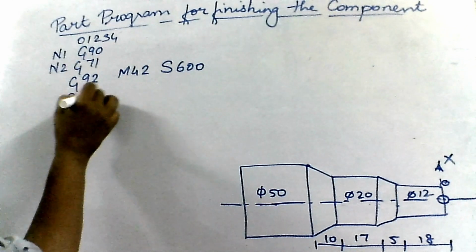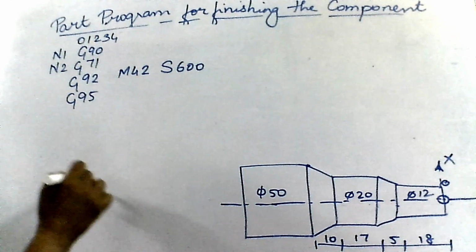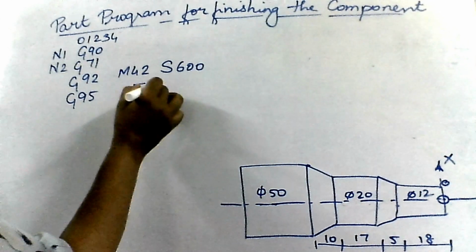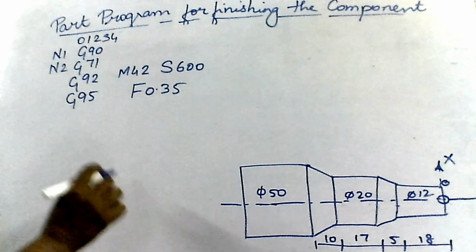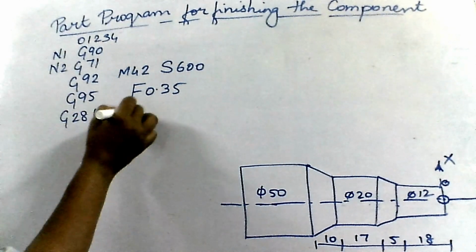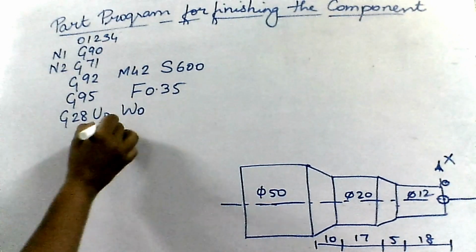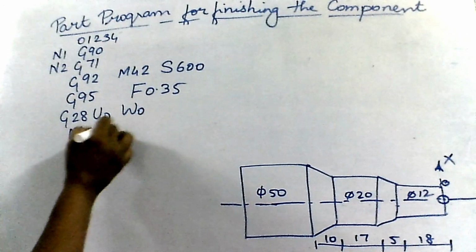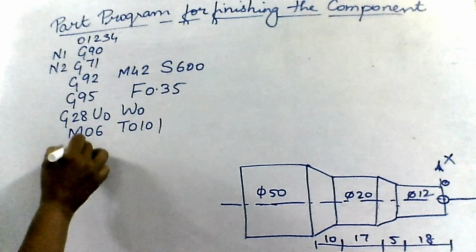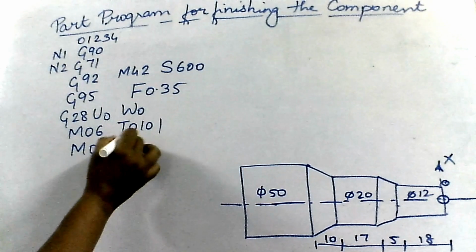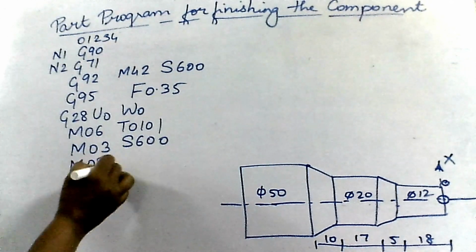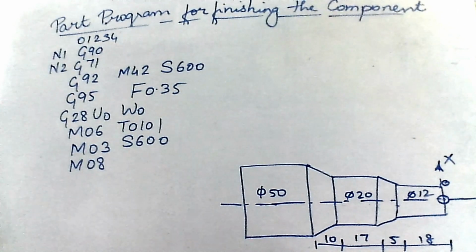Then it's G95. Since the feed rate for this is given in mm per revolution, feed rate is 0.35. Then it's G28U0W0 which represents go to home position. After that I'll write M06, that is automatic tool change, followed by T0101, that is tool number 1 has been used. Then it's M03 to on the spindle along with speed, and then it's M08 for coolant on.